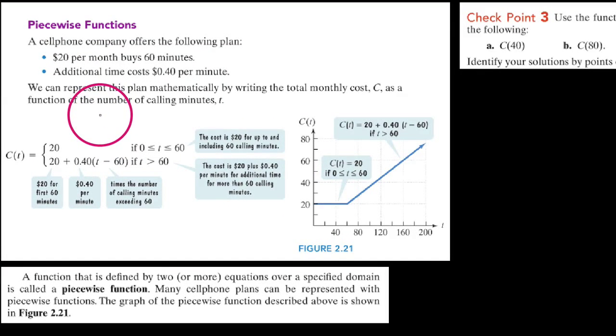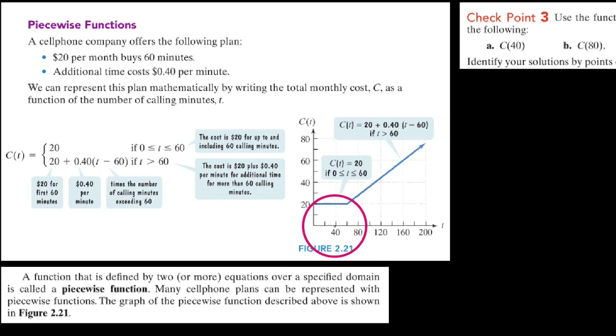Okay, YouTube, in this video we're going to talk about piecewise functions. And in order to do so, what I'd like to do is introduce the concept with this context here. We say a cell phone company offers the following plan: it is $20 per month for up to 60 minutes, and additional time costs 40 cents per minute. So basically, it's a $20 flat fee all the way up to 60 minutes.